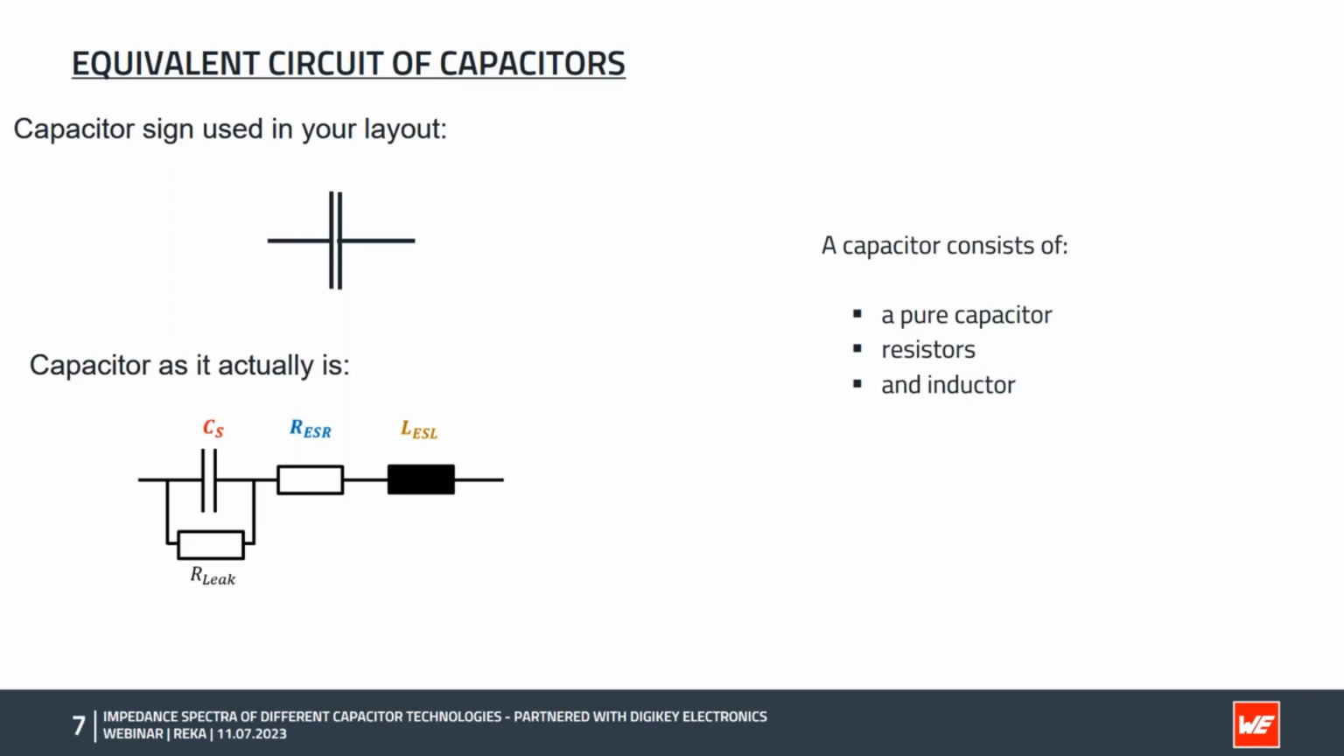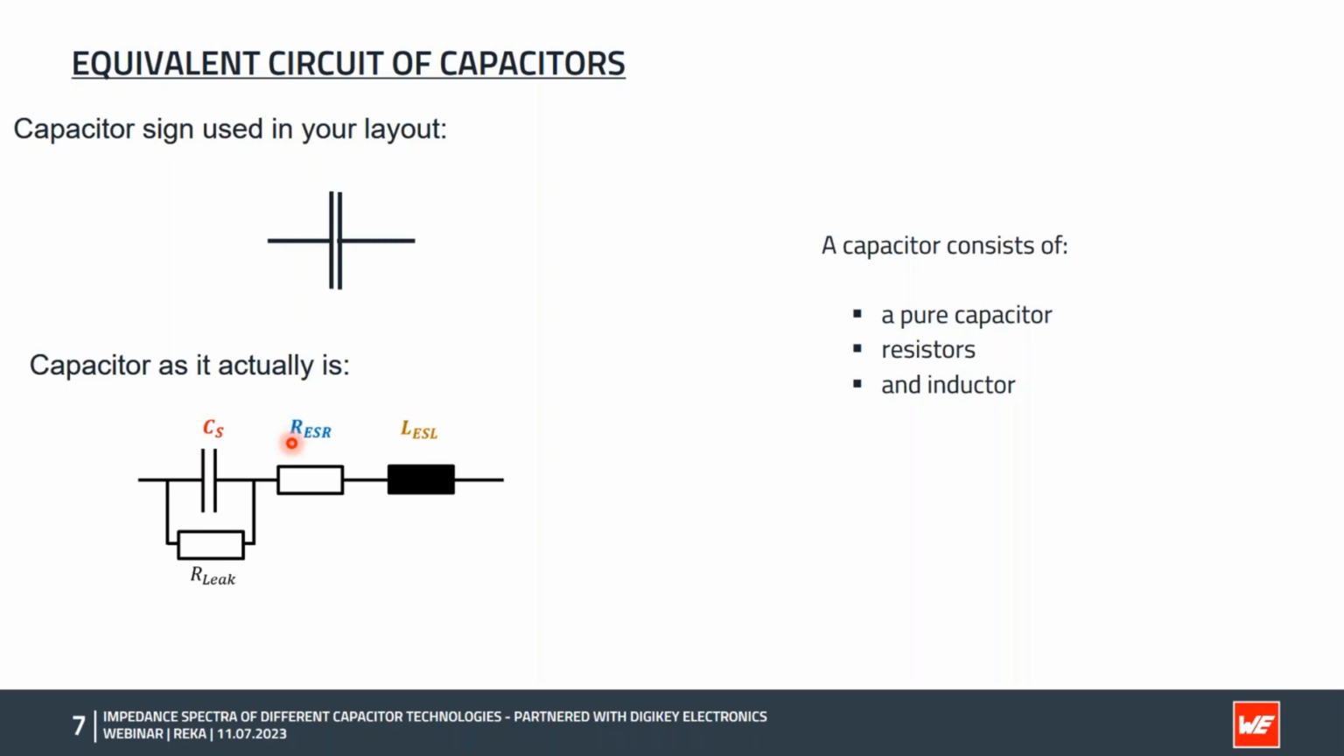You may use a simple capacitor symbol in your circuit diagram. However, the actual circuit, as used, for instance, in LTspice simulation, is the circuit just below. Let's have a closer look at the model. The model consists of an ideal capacitor CS and an ohmic equivalent series resistance named RESR.